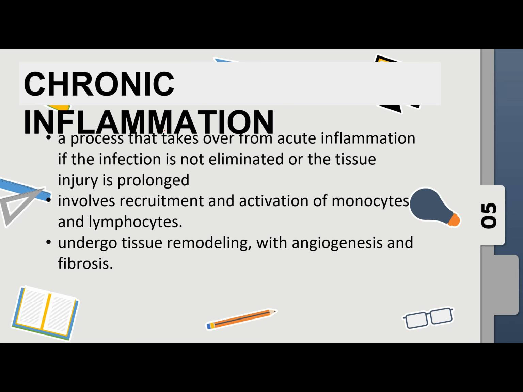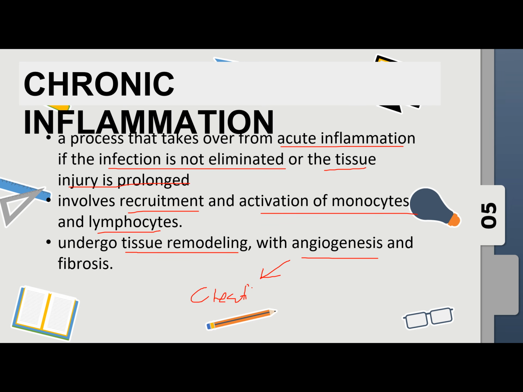Then we have your chronic inflammation, a process that takes over from acute inflammation if the infection is not eliminated or if the tissue injury is prolonged. Involves recruitment and activation of monocytes and lymphocytes. It can go to undergoing tissue remodeling with angiogenesis. So when we talk about angiogenesis, this is the creation of new blood vessels and fibrosis.